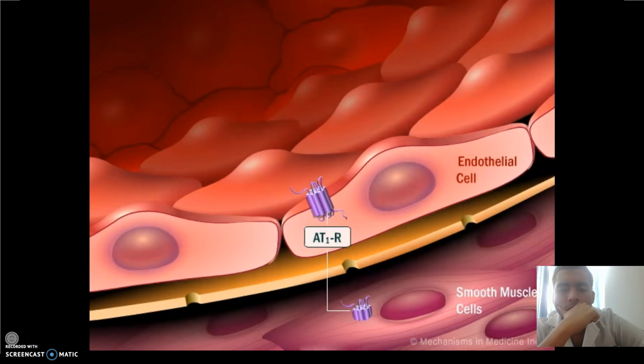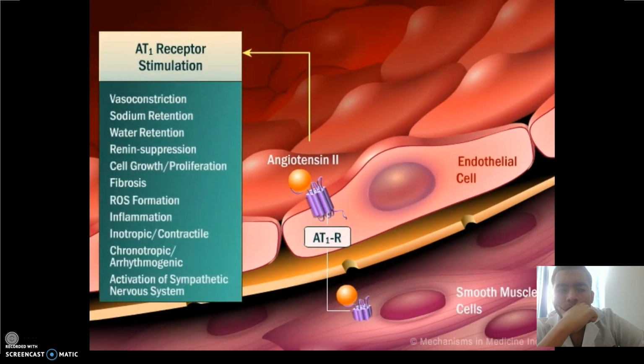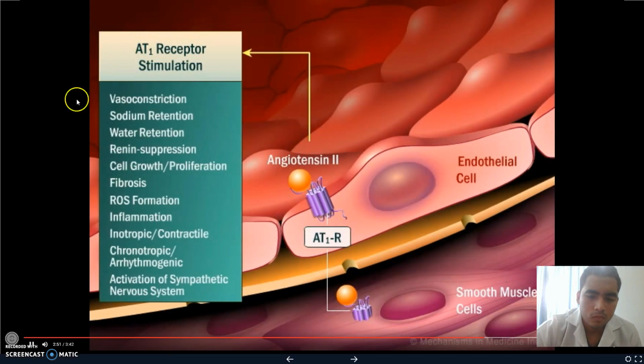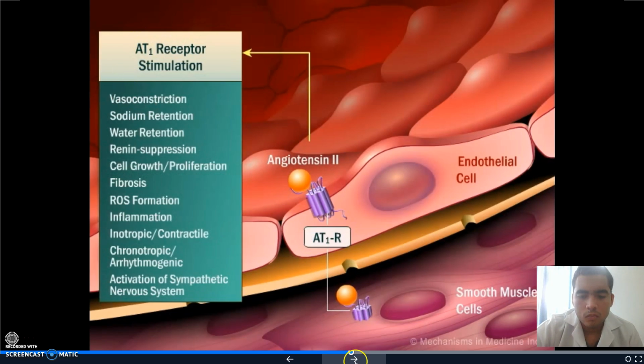Most of the known actions of angiotensin II are mediated through the AT1 receptors, which can be found in the kidney, heart, vascular smooth muscle cells, brain, adrenal glands, platelets, adipocytes, and the placenta.